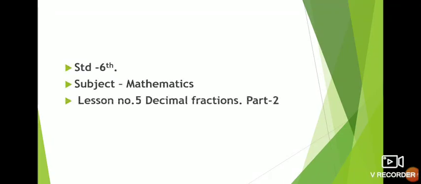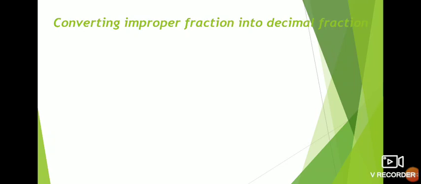Today we are going to learn standard 6th subject mathematics, lesson number 5, decimal fraction part 2. In part 1 we learned decimal fractions, addition and subtraction. Now in this part we will see converting an improper fraction into a decimal fraction and converting a decimal fraction into an improper fraction. For that, some rules are there, students, that we will see first.